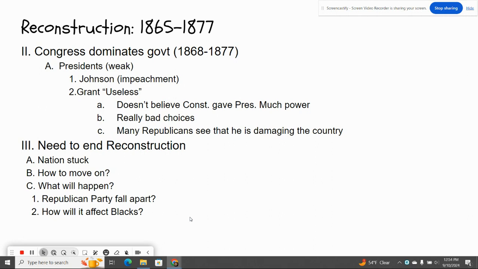But what ended up happening was that the Republican Party began losing elections, even though Grant won. And by the middle of 1874, 75, the Republicans were really beginning to question the wisdom of Grant continuing in his role as president and foreseeing a position where Grant could actually destroy the Republican Party.